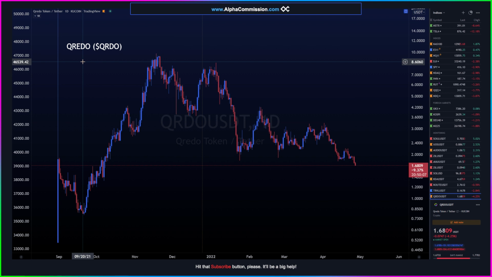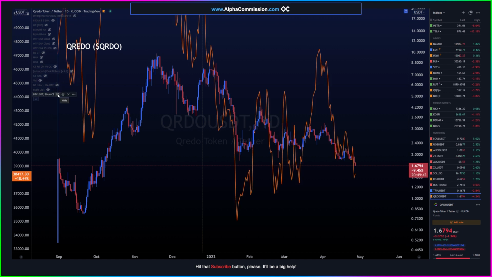Just focusing on QREDO, of course, we have this kind of sloppy chart which, when I originally was talking about QREDO, I was suggesting was probably not the chart that you wanted to buy into. There was a variety of reasons for that, but without getting into those, as I've made a few other videos on QREDO, let's just take a look at how it's been reacting to the market as led by Bitcoin. So let's go ahead and superimpose Bitcoin's price over it.